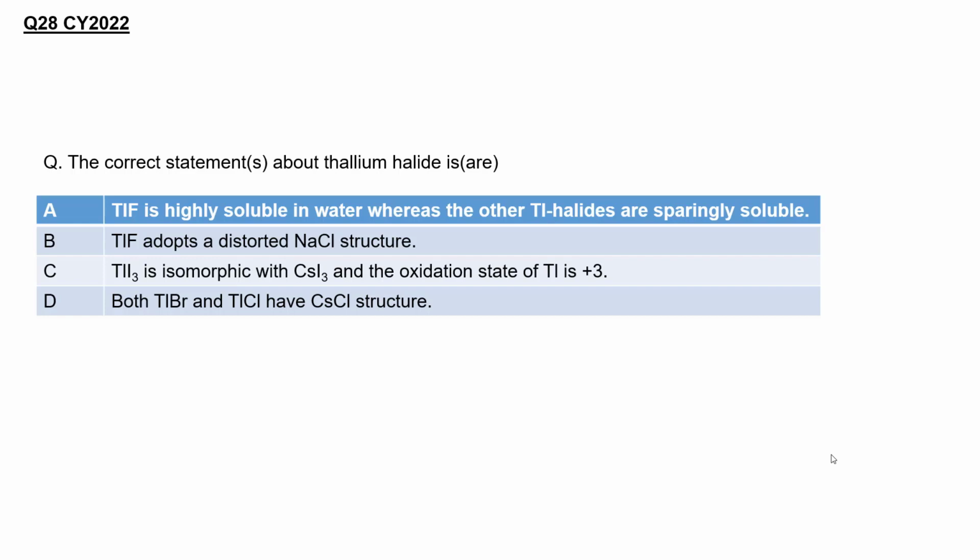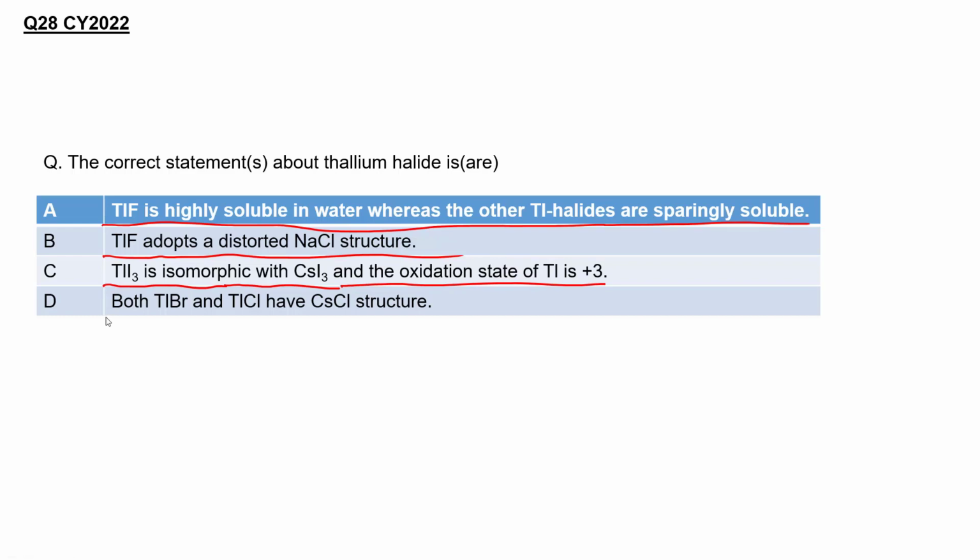Question number 28, CY 2022. The question is: the correct statements about thallium halides is or are. Option A, thallium fluoride is highly soluble in water, whereas the other thallium halides are sparingly soluble. Option B, thallium fluoride adopts a distorted NaCl structure. Option C, TlI3 is isomorphic with CsI3 and the oxidation state of Tl is +3. And option D, both TlBr and TlCl have CsCl structure. So you have to choose the correct statement or statements among all these options.